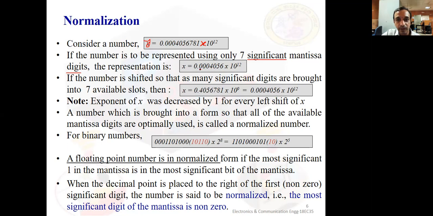Now if this number is to be represented using only 7 significant digits, the representation would be like this. You can see 7 digits. This is multiplication. Please remember it's not x, it is multiplication, so you make this as y and it becomes easy. There are 7 digits you can see here, right? 1, 2, 3, 4, 5, 6, 7. What is the meaning of this? This is actually indicating the precision of the number.